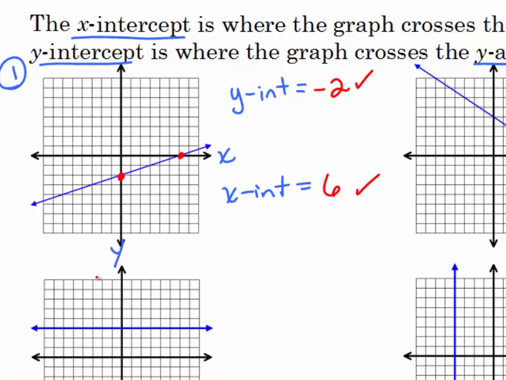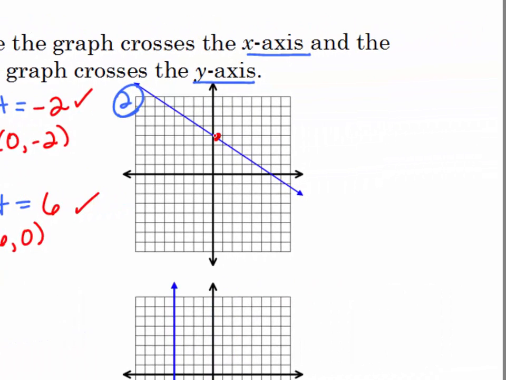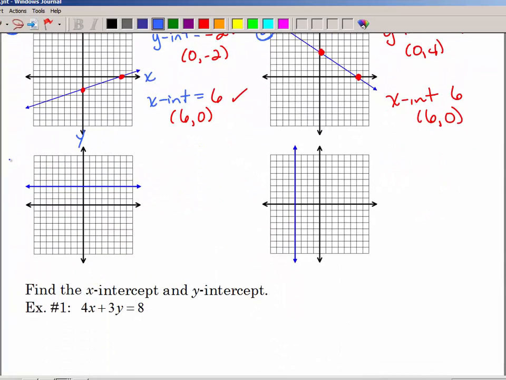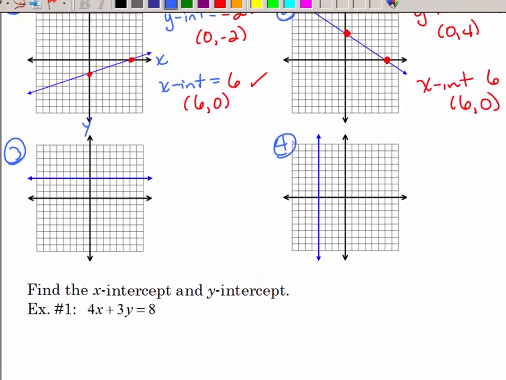What would be the ordered pair? That ordered pair would be (0, -2), and this ordered pair would be (6, 0). You need to think about those as ordered pairs, not just as numbers. Let's look at the second example. The y-intercept is +4, and the x-intercept seems to be 6 again. So the ordered pair for this one would be (0, 4), and the ordered pair here again would be (6, 0).